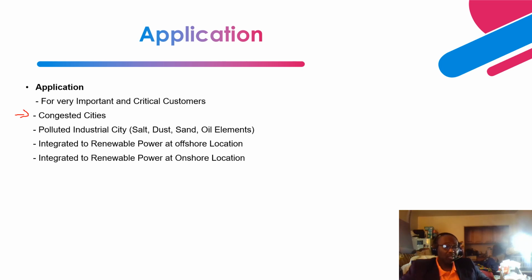Next is for polluted industrial cities, and I made mention of that. If you have refineries and other industries that emit a lot of pollutants, and also if you're close to the shore, the shoreline, then salt becomes a problem from the wind, and also dust, sand and oil elements are due to pollution. That is when you have to think about implementing a gas insulated switchgear.